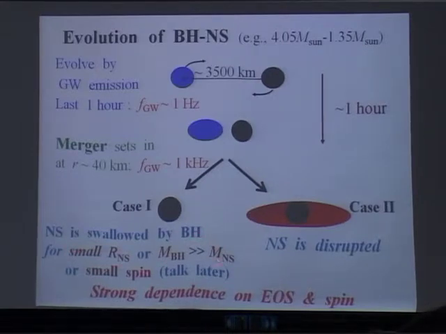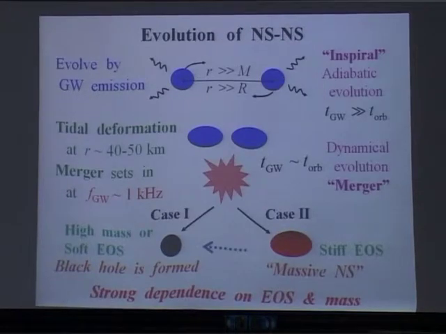I will talk about the details of this condition later anyway. And this happens if a neutron star radius is small. In this case, the tidal effect is not very large. And this means that the final fate also depends on the equation of state, and also spin and mass and so on. So anyway, for both cases, the equation of state plays an important role in determining the final fates.